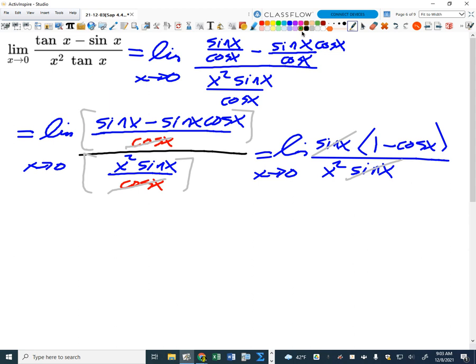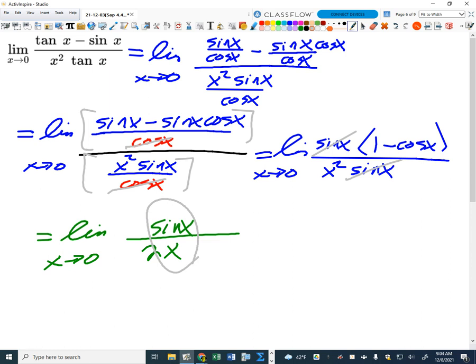Okay, so if we apply L'Hopital's rule, I'm just going to get the derivative of 1 minus cosine x, which is just sine x, right? Divided by the derivative of x squared, which is 2x. Okay, do I even have to go any further here? What's the answer? It's 0 over 0, but can you tell me what the answer to the limit is? I'll give you a hint. Well, it's 1 times 1/2, right?